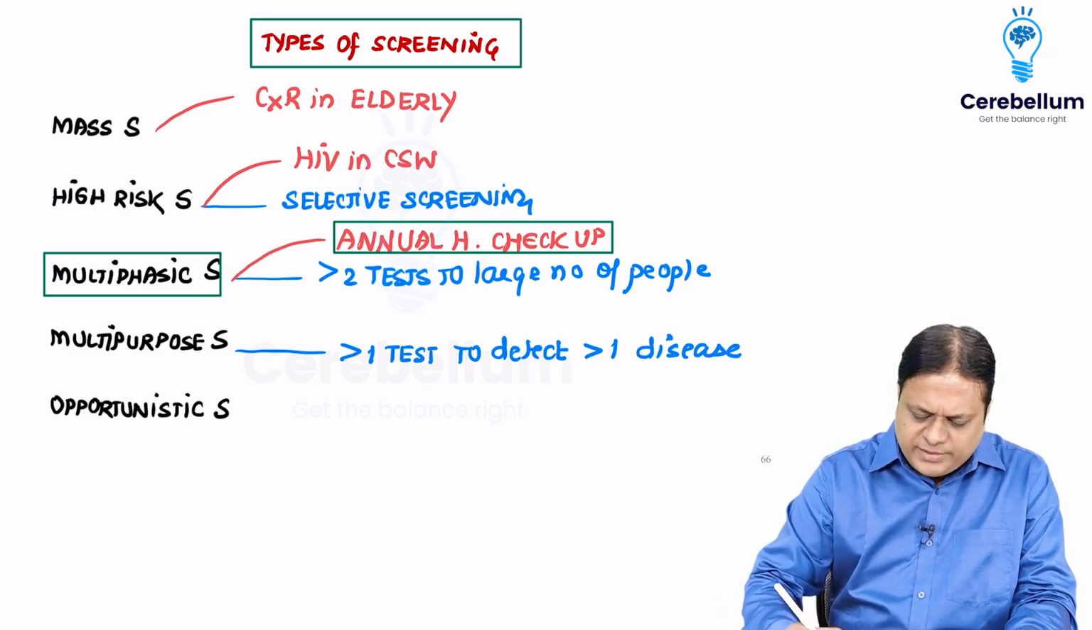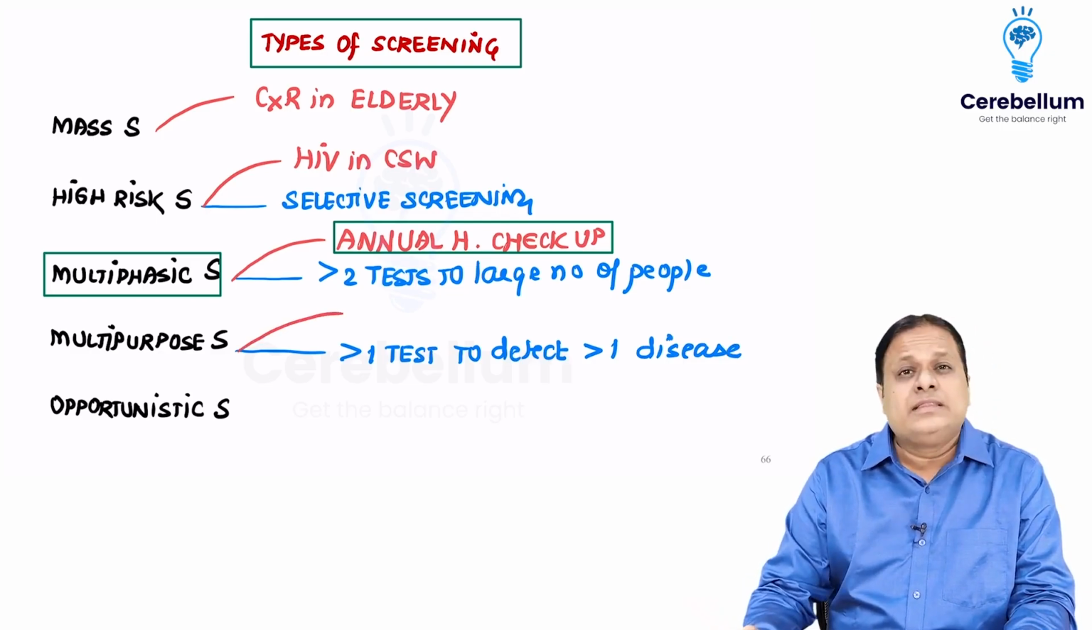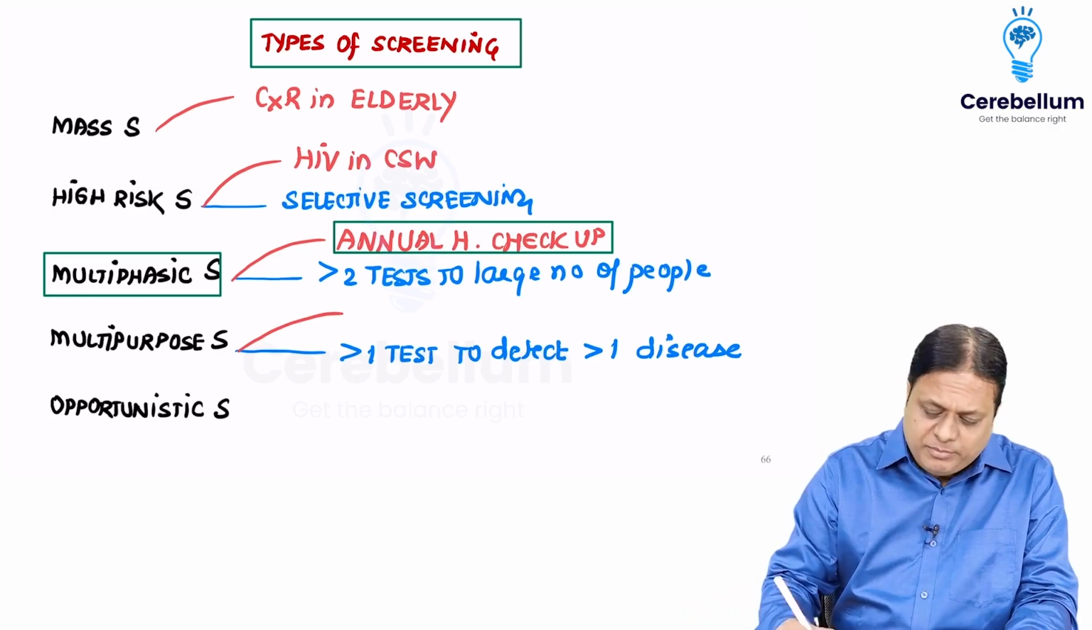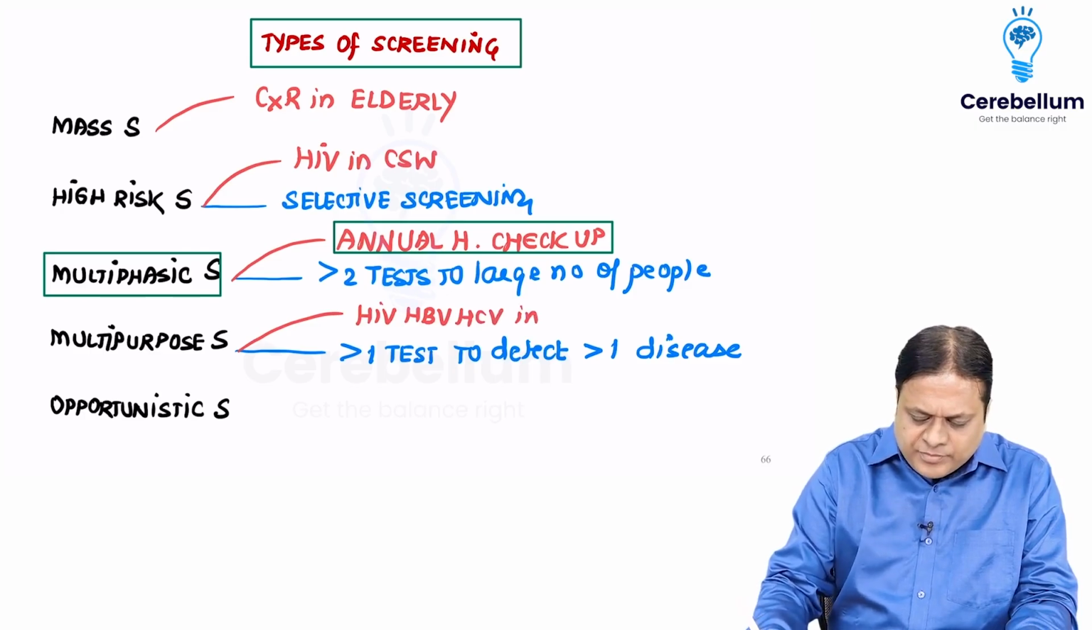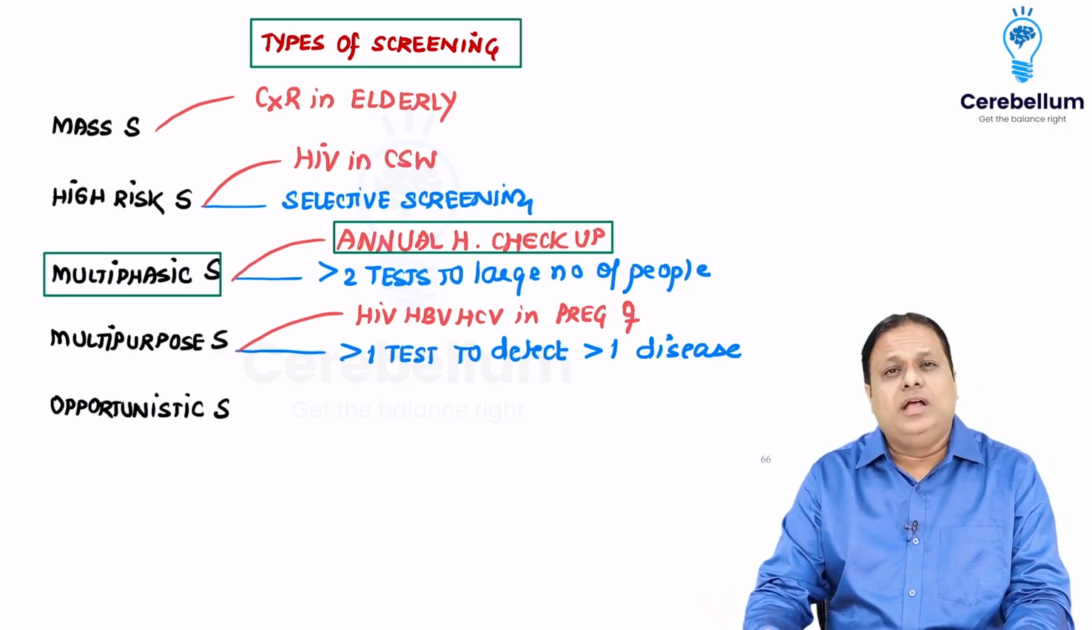This is found in, yes, a good example could be the RCH program of India. Pregnant females, we test for HIV, HBV, HCV in pregnant females from a single blood sample.